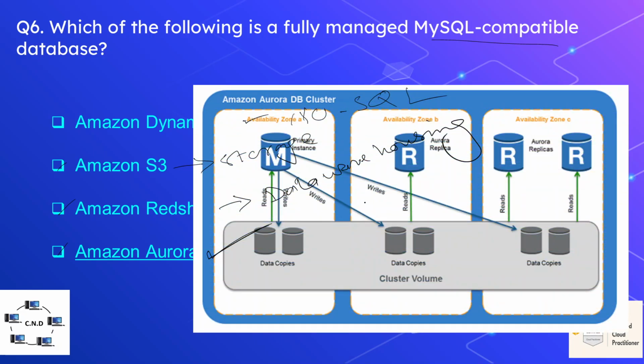And what is it? Here we can see that we have the databases, and the databases are basically scattered around different availability zones for resiliency and fault tolerance. So this is the primary database, and then let me clear the clutter.